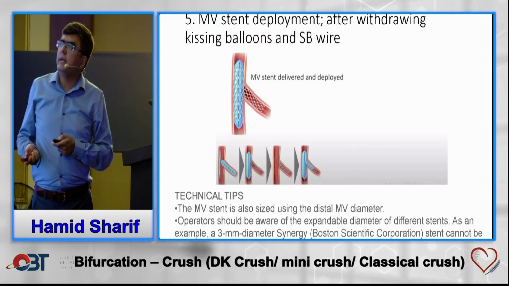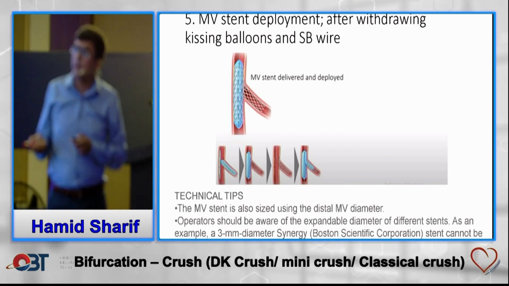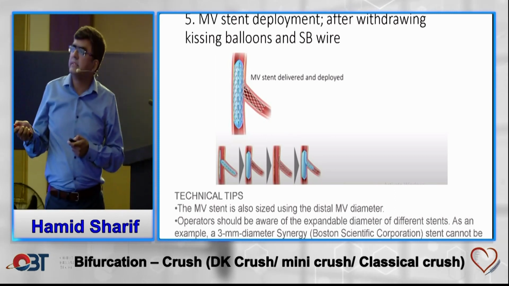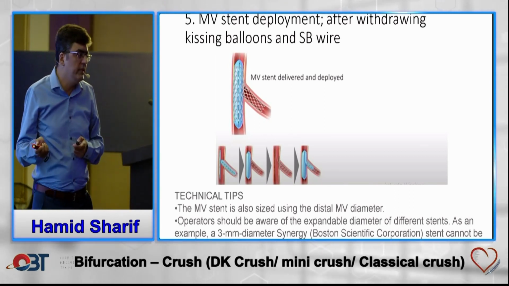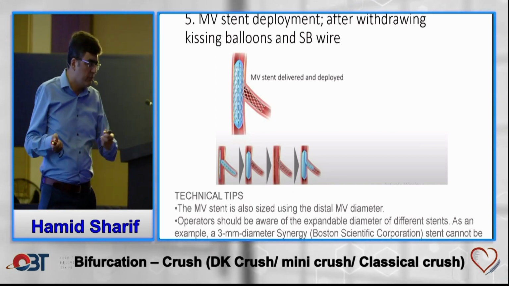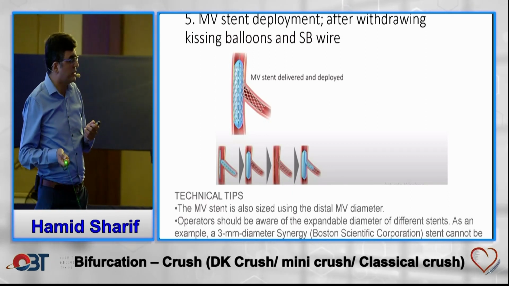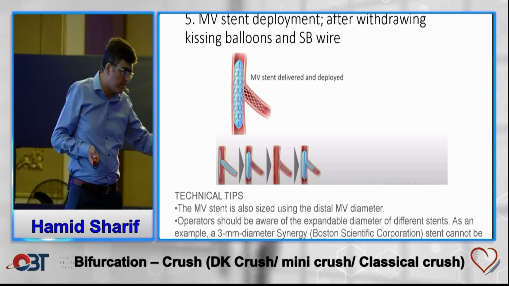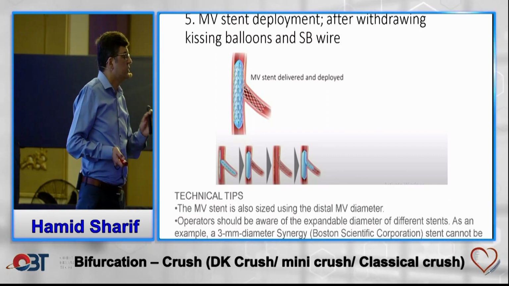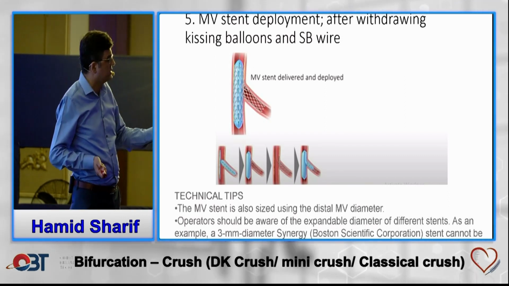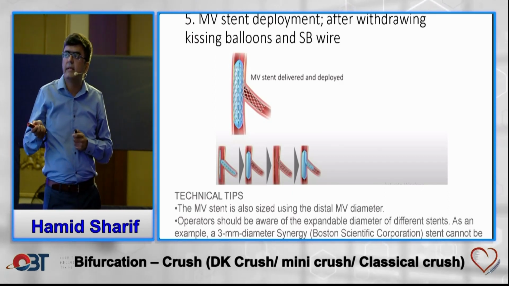Now the next step is main branch stenting after withdrawing kissing balloons and side branch wire. A lot of people think that removing the side branch wire is optional, but normally they say that it's better that we remove the side branch wire. The purpose is that people say there is risk of losing the side branch and it will act as a marker, for example, to recross. But if you have performed the first case properly, there's very little or negligible chance of losing the side branch. So that is why it's important that we remove the side branch wire and the kissing balloon.